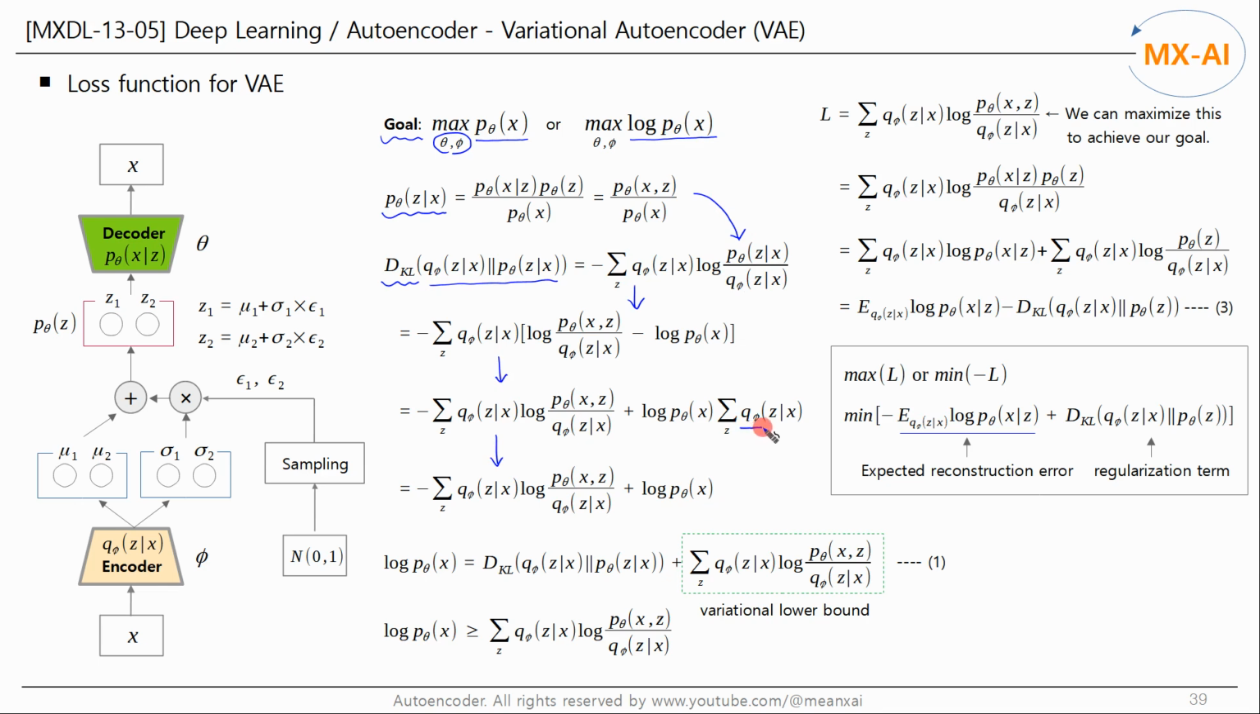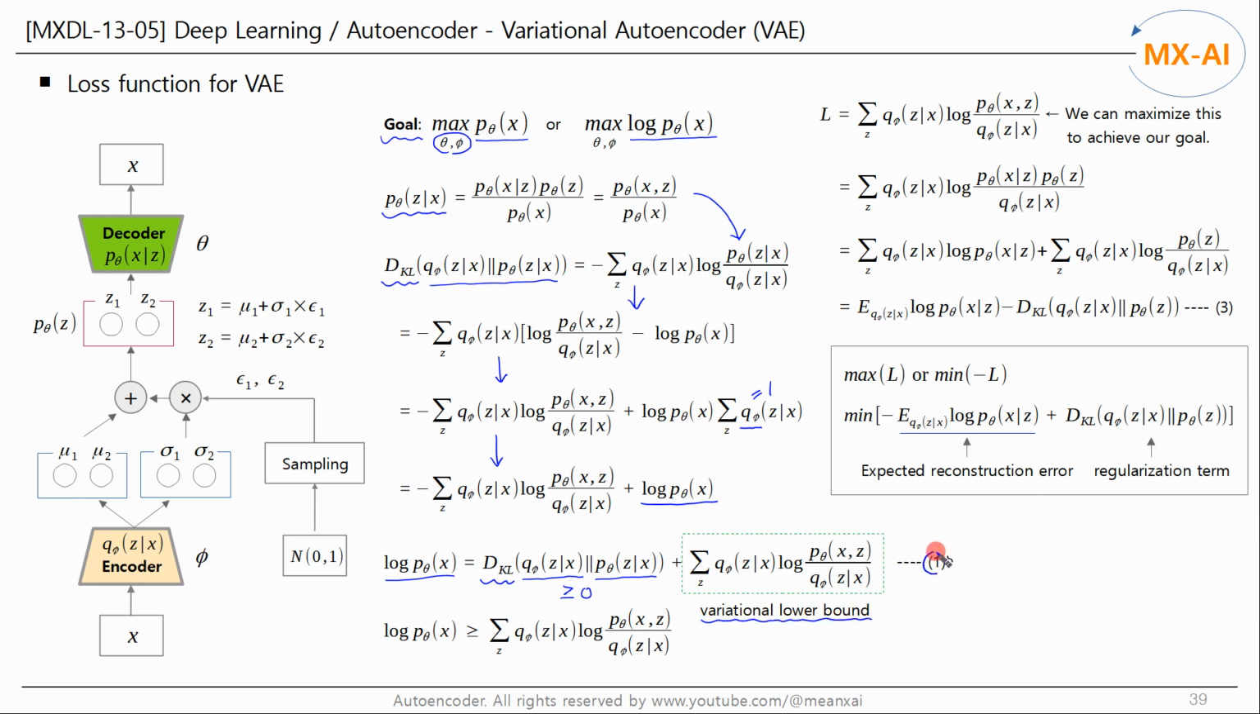Here, Q is a probability distribution, so this is 1. Then, the log p theta of x can be finally written as follows. Our goal can be achieved by maximizing the equation on the right-hand side. The first term is the KL divergence of the approximate Q phi z given x from the true posterior p theta z given x. Since this KL divergence is non-negative, the second term is called the variational lower bound.